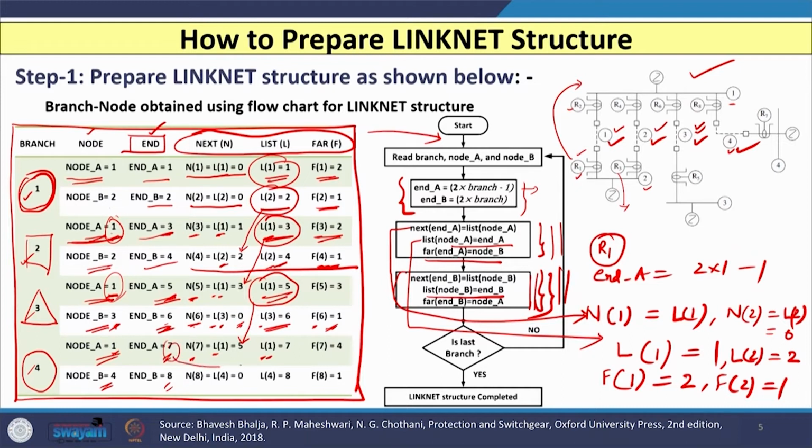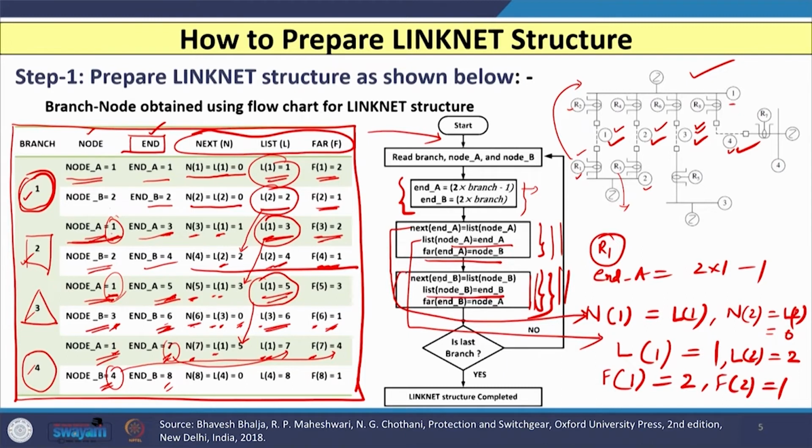So, this value that comes out to be here, and then for AND A, so F and A, that is equal to 7. So, F7 is equal to node B, that is equal to 4. So, this value that comes out to be here, F7 is equal to 4.